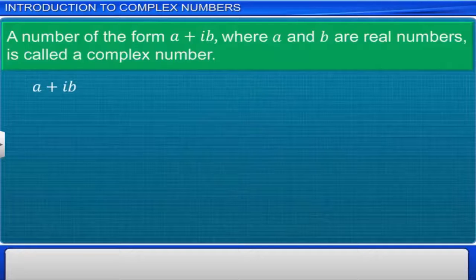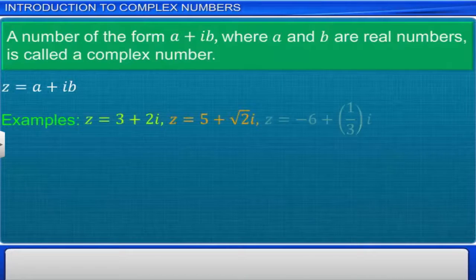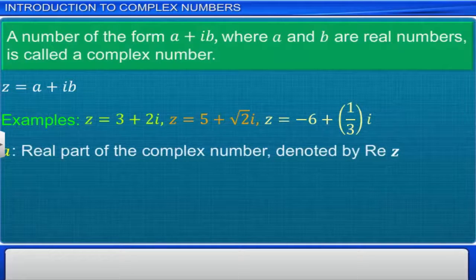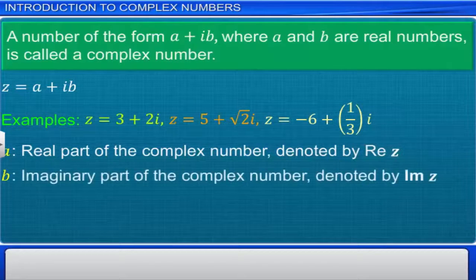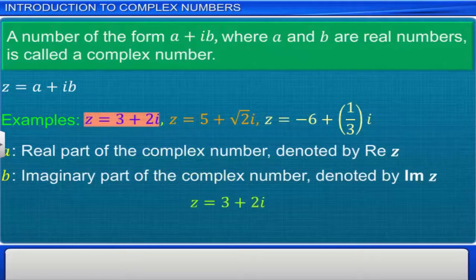Here are some examples of complex numbers. Here a is called the real part, denoted as shown, and b is called the imaginary part, denoted as shown. In z equal to 3 plus 2i, 3 is the real part and 2 is the imaginary part.